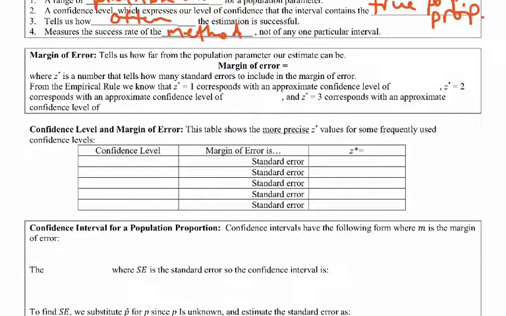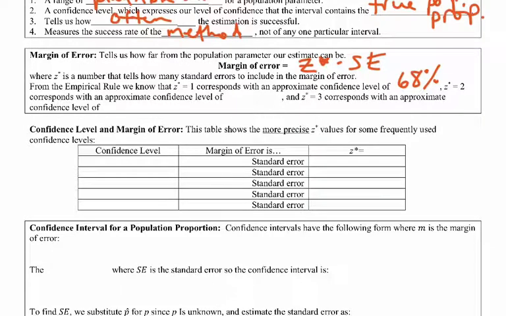So the margin of error, I'm going to give you a formula. It's kind of a funny looking formula, but I'll explain it in a second. The margin of error is computed using the formula Z star times the standard error. So Z star is a number that tells us how many standard errors to include in our margin of error. This comes directly from the empirical rule. From the empirical rule, Z star equals 1, for example, would correspond with an approximate confidence of 68%. So remember from the empirical rule, 1 standard deviation out from the mean contains 68% of the data.